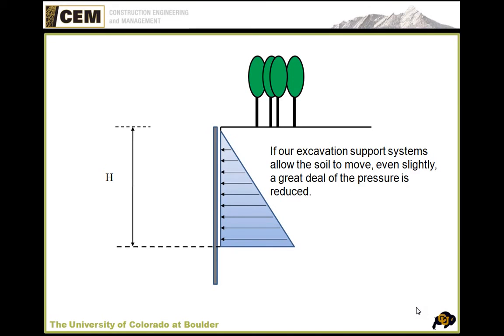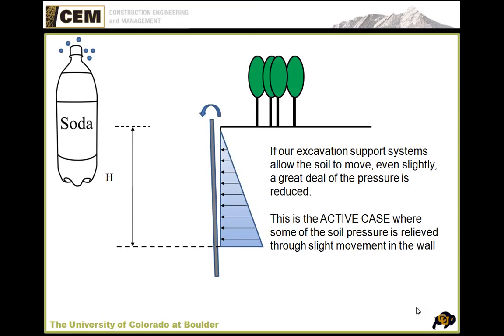And if we allow that excavation support system to move very slightly, it's very similar to an analogy where we open up the cap of that soda bottle just a little bit. By just opening it up a little tiny bit, we allow a lot of that pressure to dissipate. If we allow our sheet pile wall, for example, to move very slightly, or any cantilever wall for that case, we end up with what we call the active case, which is a soil pressure that is much less than the at-rest condition where all of the stresses remain in the soil undisturbed.